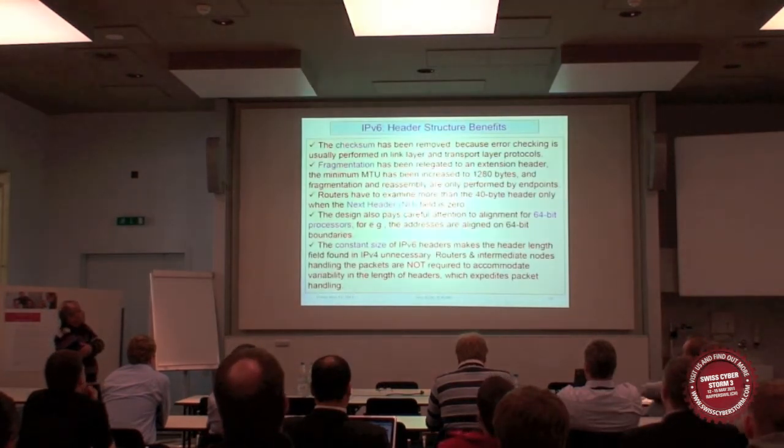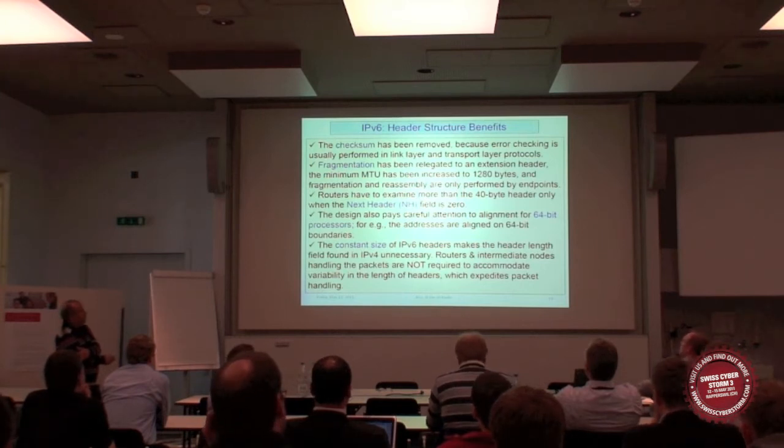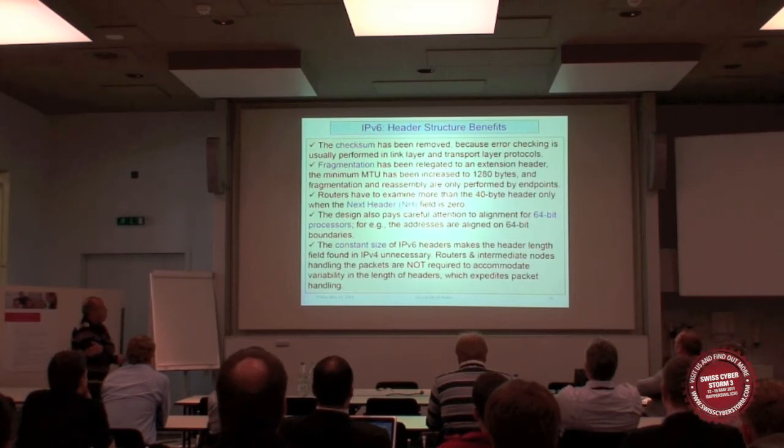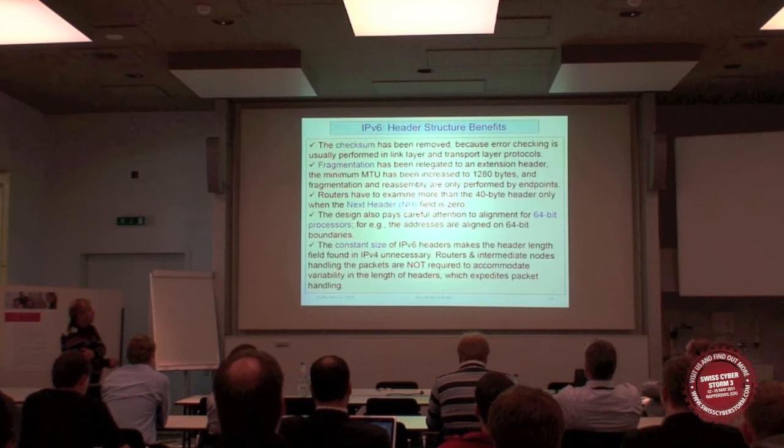Now, what are the benefits of the IPv6 header structure? The checksum has been removed compared with IPv4, because error checking is usually performed in the link layer and transport layer protocols. Fragmentation has been relegated to an extension header. The minimum MTU has been increased to this standard value in IPv6. Fragmentation and reassembly are only performed by endpoints. Routers have to examine more than the 40 byte header only when the next header field is zero.